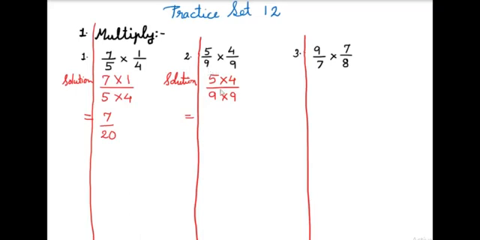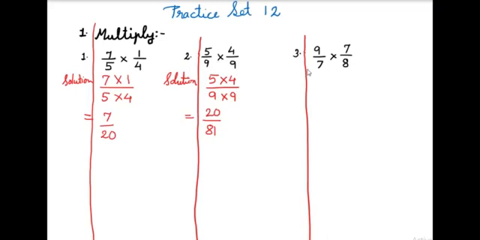5 fours are 20. 9 nines are 81. So see what you are going to write: 5 fours are 20 upon 9 nines are 81. So this is the multiplication of these two given fractions. Now we will see the third sum.